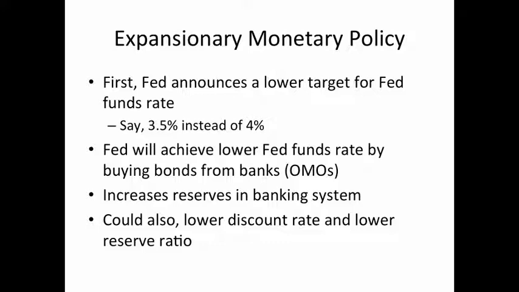To do that, they have to engage in buying bonds from banks, like we talked about. Essentially, they want to get banks to loan out more money, increase the money supply. So this will increase the reserves held at the banks. They could lower the discount rate, or they could lower the reserve ratio, but essentially they don't do that. When the Fed wants to engage in an expansionary monetary policy, it will buy bonds from banks.